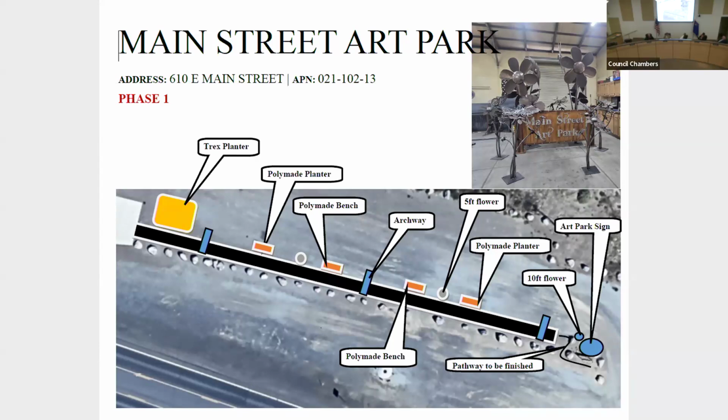The exciting thing, which you may have noticed up on the screen when you first walked in, was the Main Street Art Park sign that was completed by Twisted Steel. That is going to be installed about the middle of July. And that's going to also include a 10-foot flower sculpture that you might have also seen in the picture. And other flower sculptures will be going along the pathway as you see there.